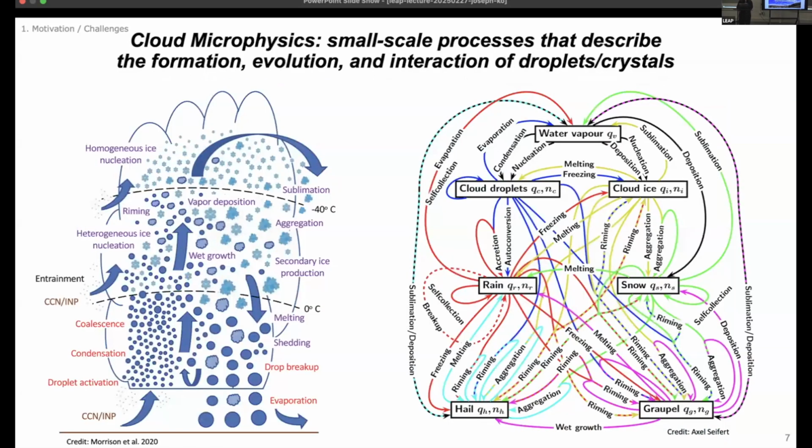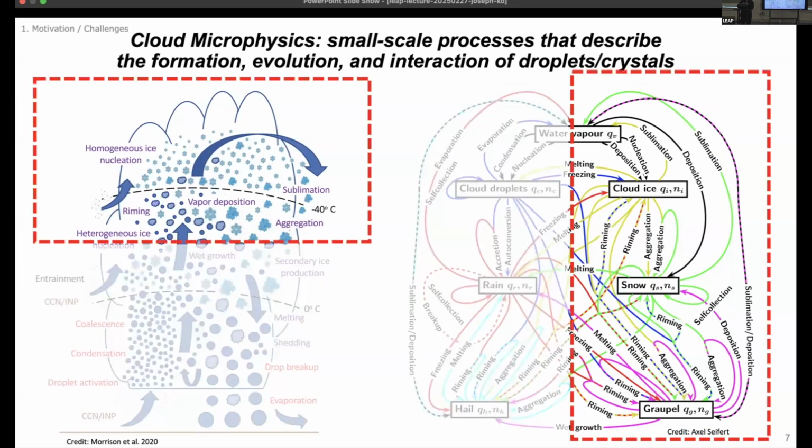A large part of that is due to just the sheer number of processes that we have to represent within the grid box of a climate model, right? This on the left is showing a visual representation of that, and on the right is a spaghetti plot of all the various states of hydrometeors that have to be represented and how they change over time as the model steps and chugs numerically, right? And specifically for ice clouds, these are the states and processes that have to be represented.